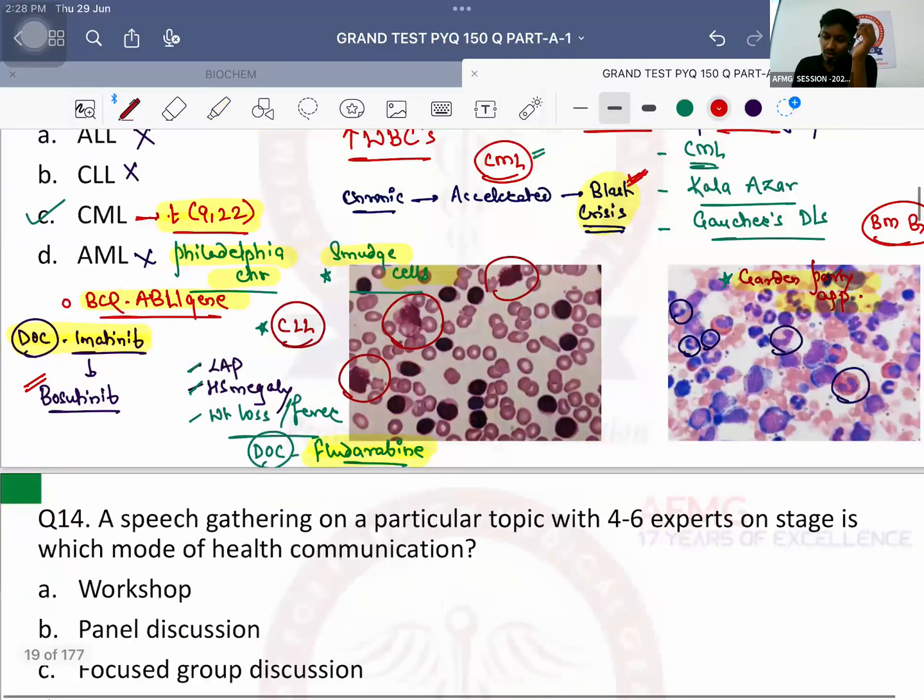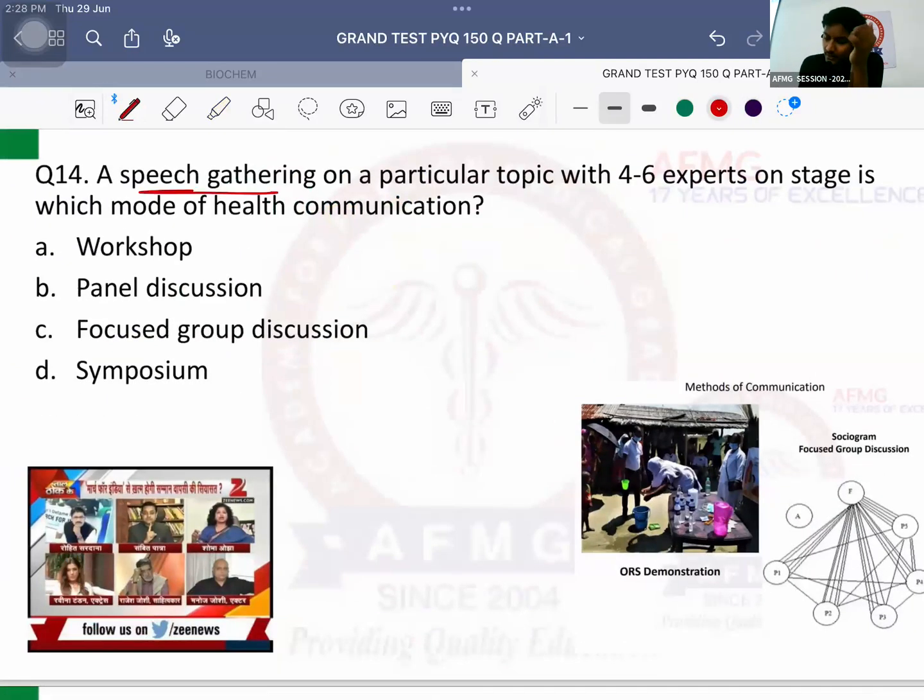Chalo. Question number 14. Easy question. A speech gathering on a particular topic with 4 to 6 experts on stage. Which mode of health communication it is?